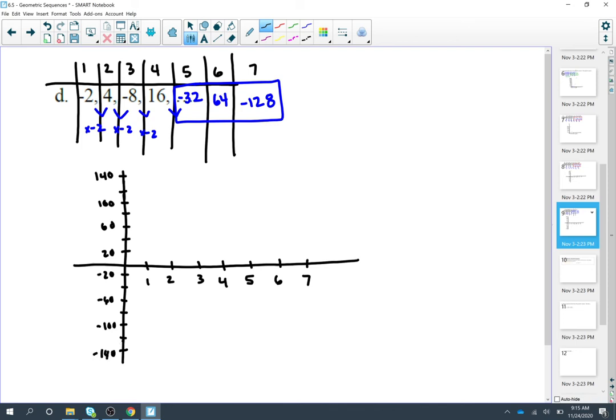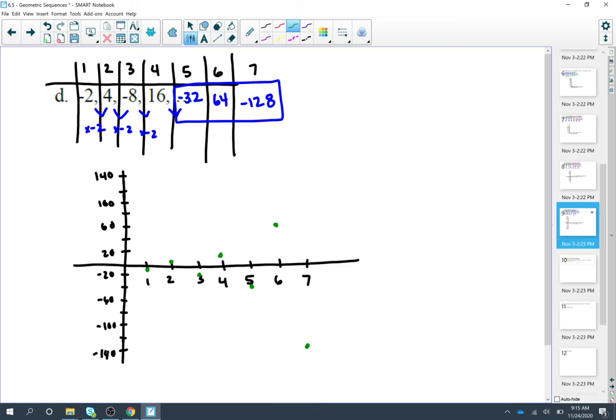There we go. Okay, so over 1, down 2, which is tiny. Over 2, up 4, still pretty tiny. Over 3, down 8. Over 4, up 16, so we're almost at 20. And then over 5, down 32, which is not quite the 40 mark. Over 6, up 64. And then over 7, down 128, which is going to bring us to that second to last.